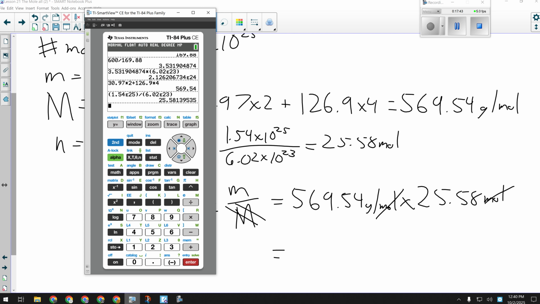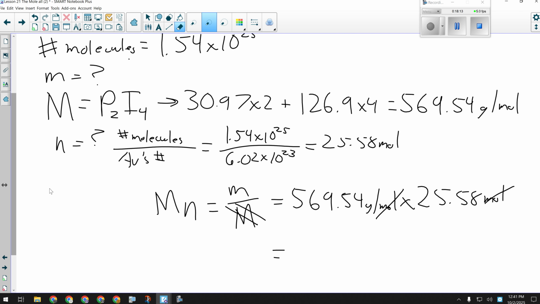All right, so I'm taking my 25.58 and I am multiplying that by the molar mass, 569.54. Okay, I do have a lot of this stuff. That's 14.5 kilograms, roughly 30 pounds of this stuff. Okay, that's not an unreasonable amount for 25 moles. Okay, it's quite a bit of stuff. Okay, so our final answer here would be 14,569.63 grams.